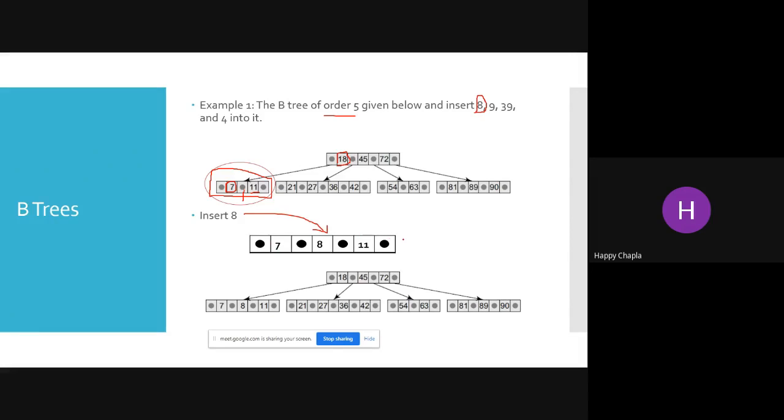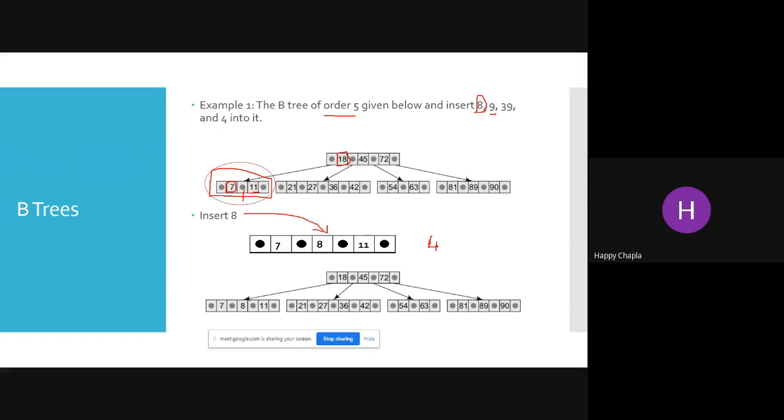Now check this. Has the maximum value reached at the order of 5? No. Why? Because maximum is 4. Right? We can store maximum 4 values. So this is fine. What we are trying to do, 7, 8, 11, and the other trees are the same.